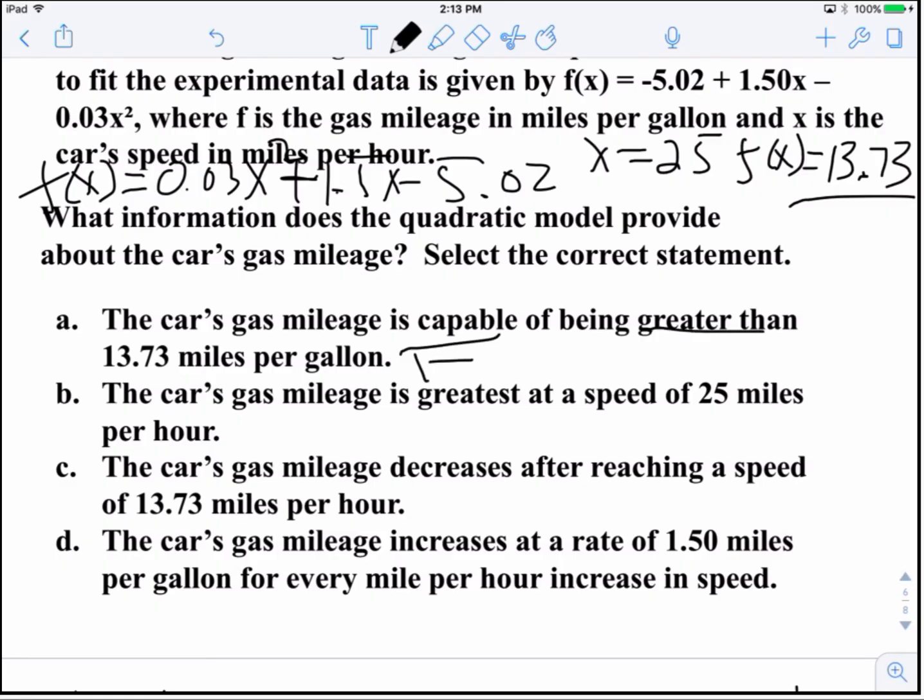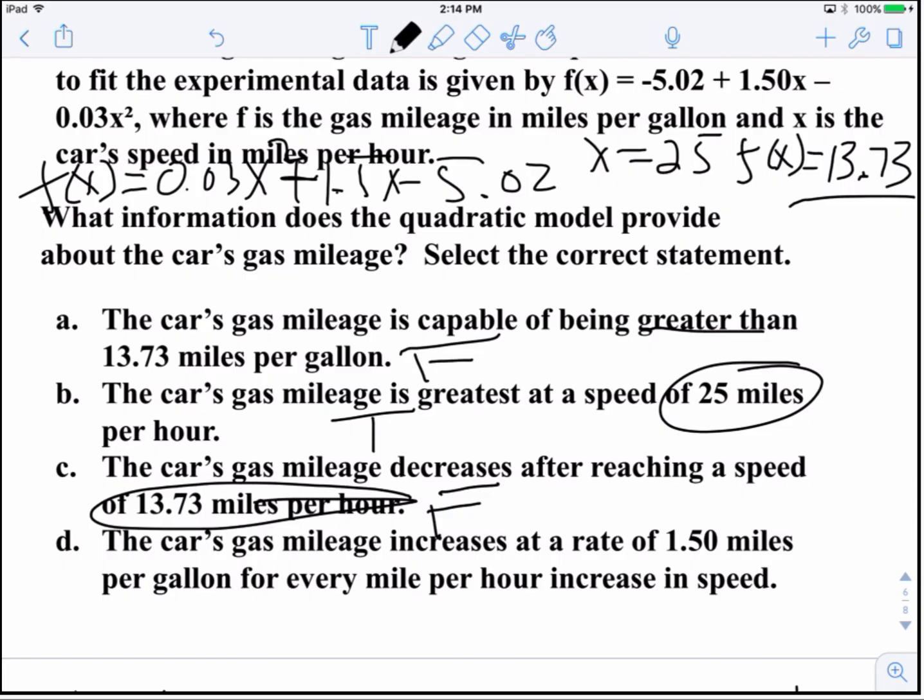The car's gas mileage is greatest at the speed of 25 miles per hour, right? So we see that the greatest mileage is 13.75 at 25 miles per hour. So this statement is true. The car's gas mileage decreased after reaching a speed of 13.75 miles per hour. Well, we see that this number represents the gas mileage, not the speed. The speed is 25, so this statement is also false.